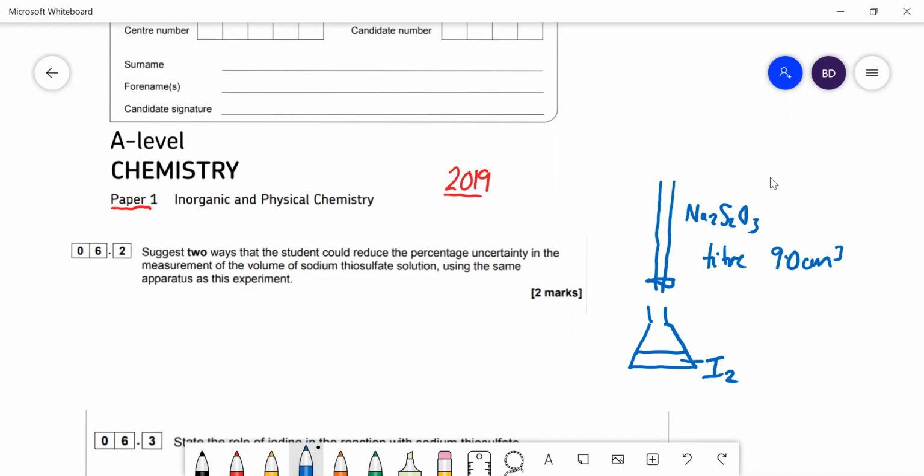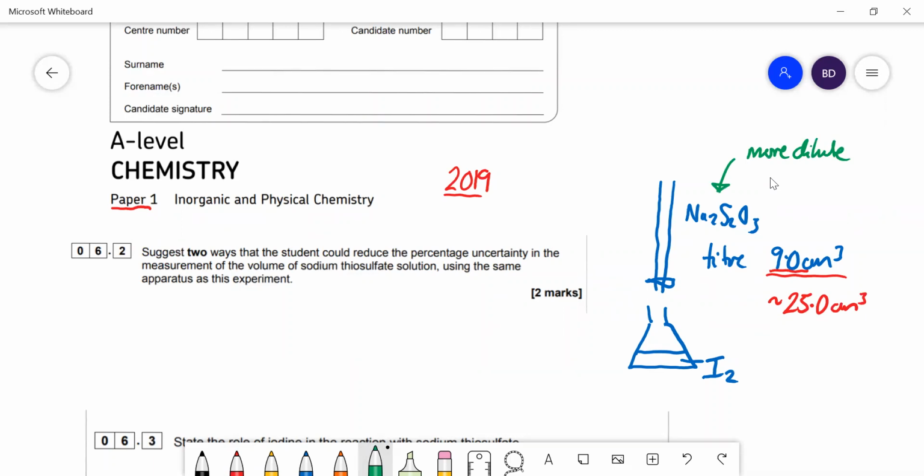Now that is too small really to be accurate. Because the percentage error is going to be smaller, you usually aim for about 25 centimetres cubed to reduce the percentage error in the measurement. So what could we do in this experiment to make sure that instead of getting 9, we get 25? Well, you can make the thiosulfate more dilute. If you make it more dilute, you're going to need a greater volume of it. To make it about twice as dilute, you need 18 centimetres cubed. You'll halve the percentage error.